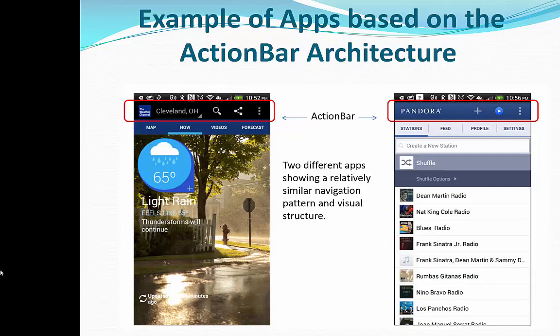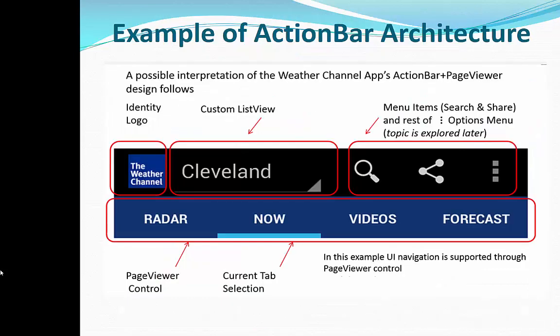So let's check some very nice applications with action bar architecture. On the left side, you see the weather application. On this right side is Pandora. It's two different applications showing a relatively similar navigation pattern and visual structure. But did you notice that weather application has an extra layer? So it has one more extra layer underneath.